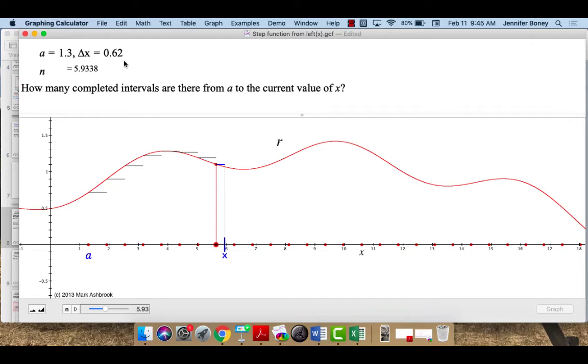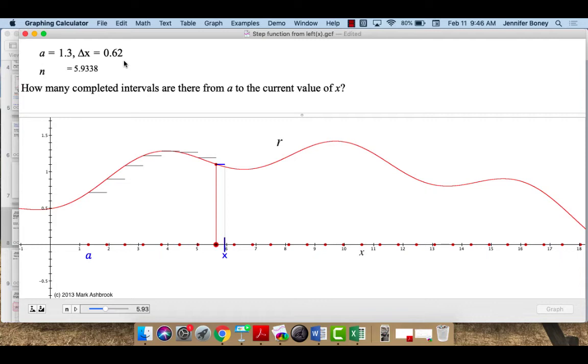Yeah, n minus a, or x minus a. And then, what was after that? Divide by 0.62. So we find how far apart they are, and then divide it by the interval width. And we'll get some weird decimal number.